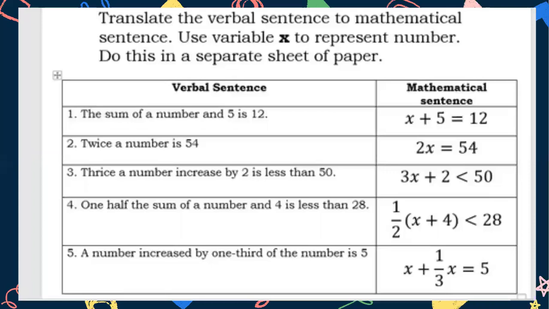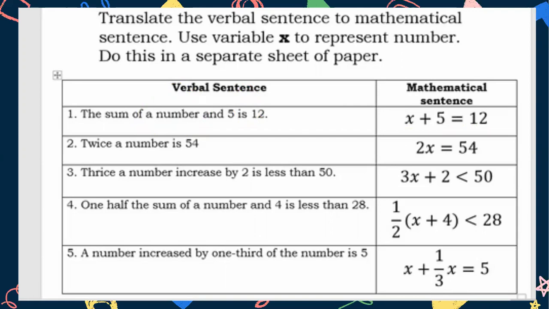The sum of a number and 5 is 12. When we say the sum, ang kanyang operation is what? Addition. Alright, so that is the operation, the sum. A number, so it means yung ating a number, so that is an x. And then, and 5, so 5. So x plus 5 is, when we say is, that is equal, and then 12. So that is x plus 5 equals 12. So that is the sum of a number and 5 is 12. When we say is, that is equal.